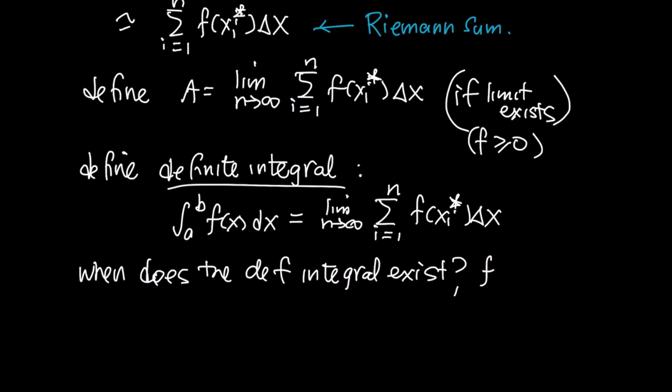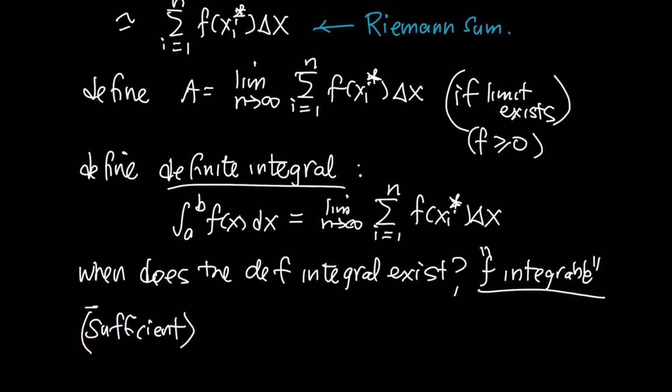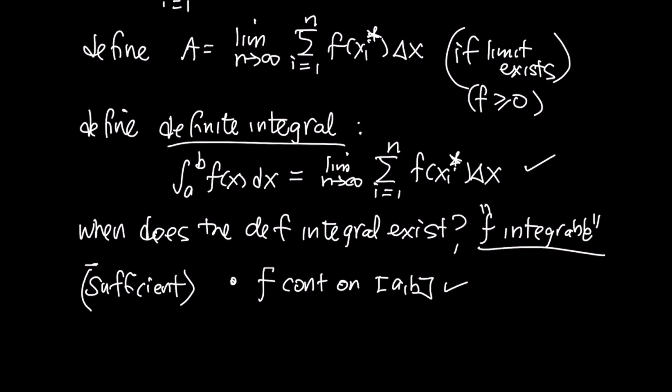When does the definite integral exist? When is f integrable? This is the phrase that we use. So there are several sufficient conditions that we can talk about. Sufficient means these conditions will do the job of making sure that the function is integrable. So if the function f is continuous on AB, this limit will exist and the function will have an integral.